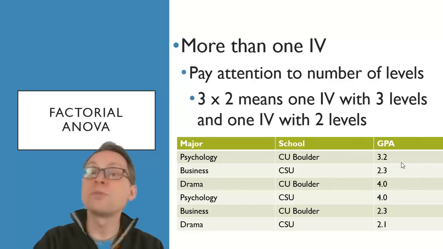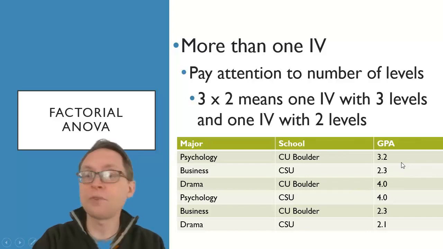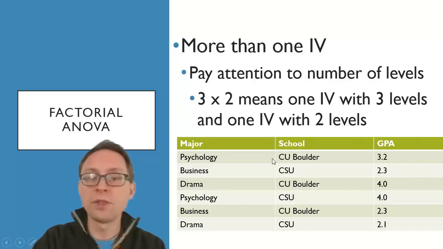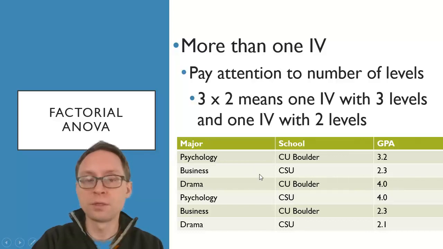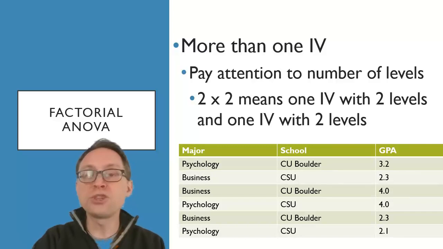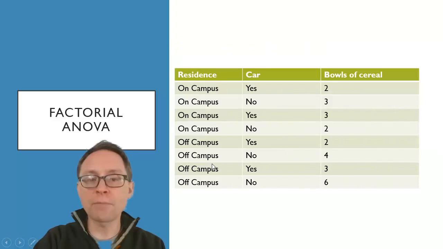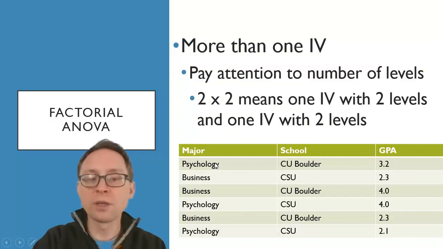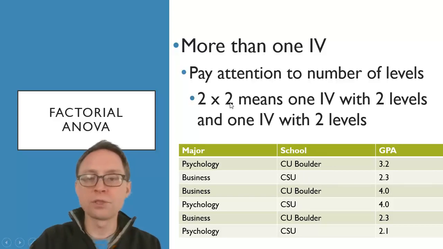But what about GPA? GPA is the dependent variable. Not a factor, so it doesn't get one of these numbers. This is a 3x2 design. Compare that to this one. This is a 2x2. We still have major and school, but now when you look at major, whoops, go back. When you look at major, how many levels do we have? One, two levels, and one, two levels. Two levels of major, two levels of school, 2x2. The dependent variable is GPA.